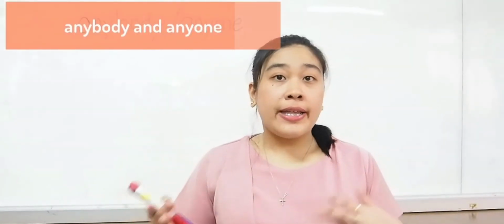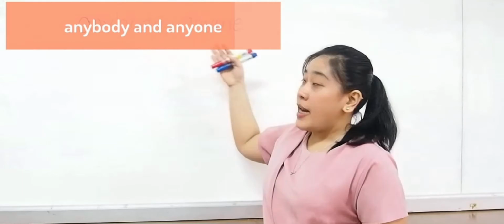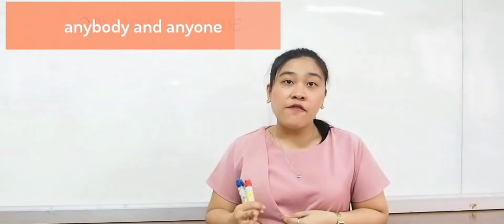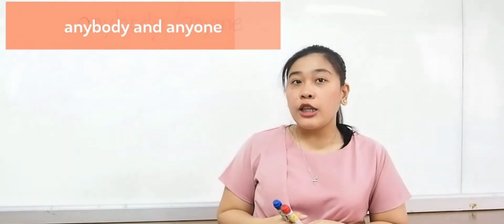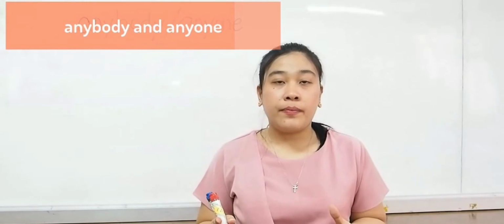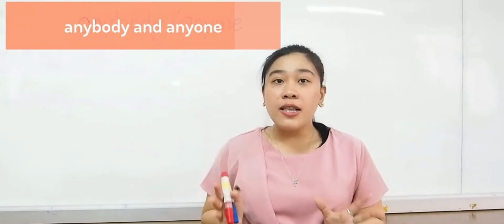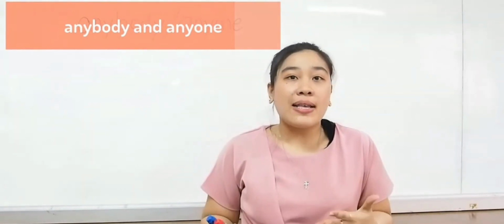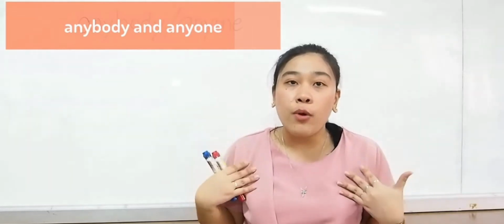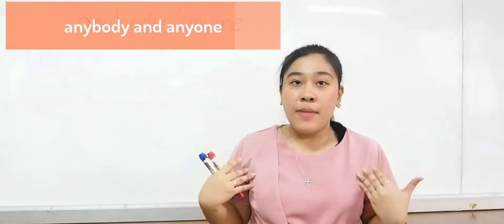For now, let's move on to another indefinite pronoun, which is anybody and anyone. In somebody and someone, we use them in a positive sentence, while in anybody and anyone, we use them in a negative sentence. So that is the opposite, right? When we say negative sentence, it should have the word not. Okay, remember that one. And another thing, we also use anybody and anyone if we're going to ask for some information, or we want to know some information. Okay?